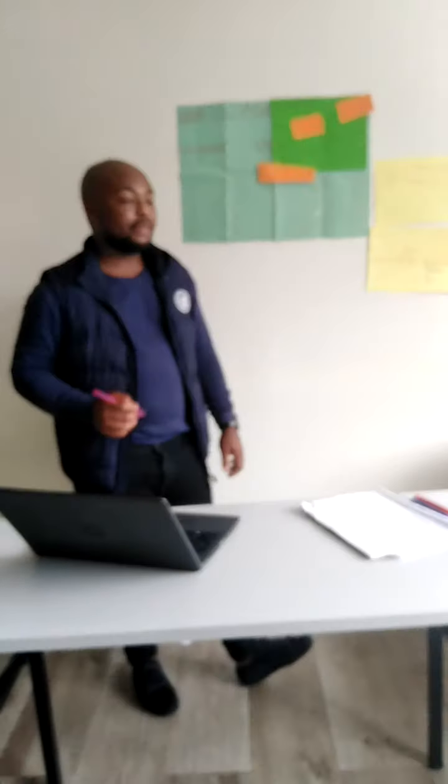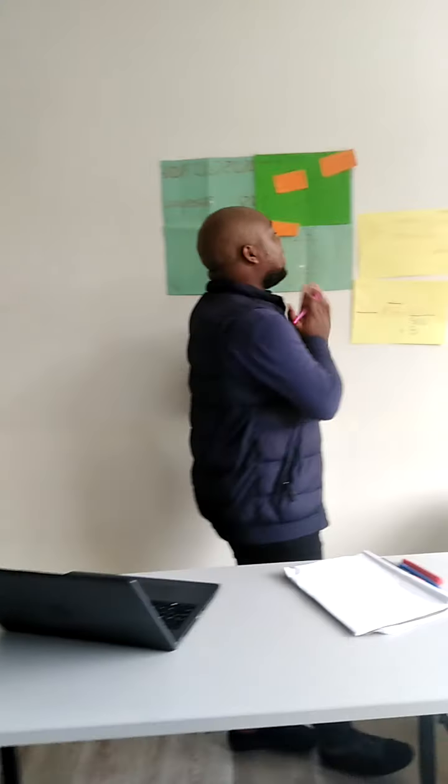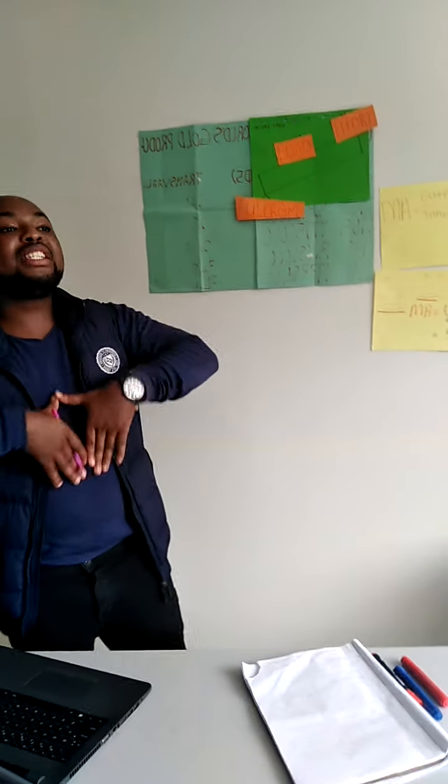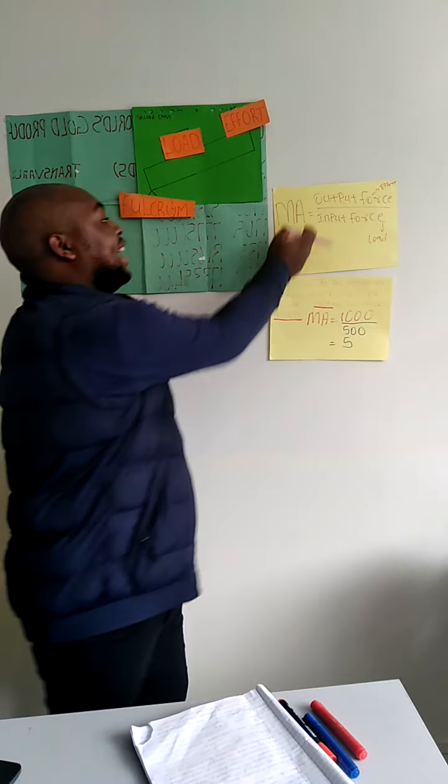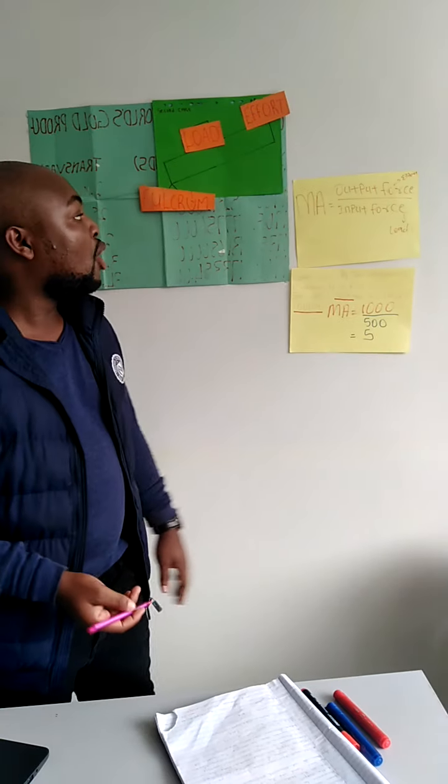Of the teacher, as I am the teacher to you, explaining the calculations of the mechanical advantage. So the mechanical advantage is symbolized by the MA. The M stands for the mechanical and the A stands for the advantage.